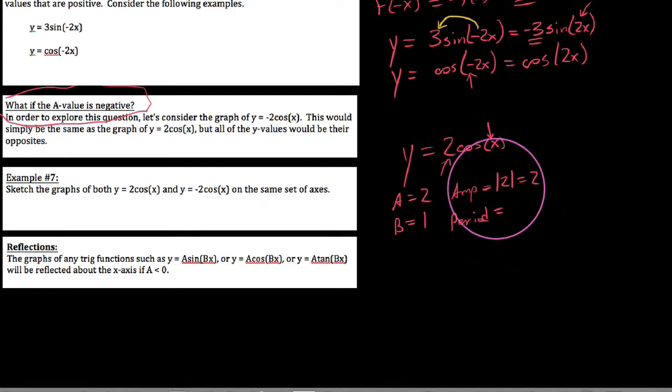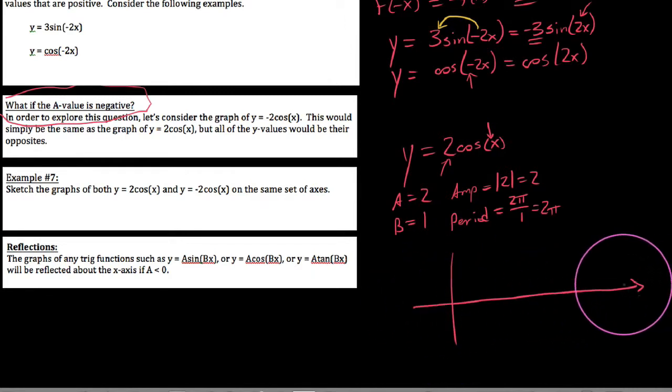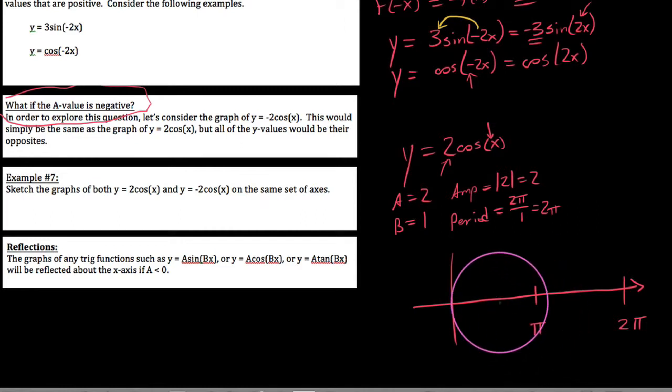In this case, the normal period of cosine is 2 pi, so 2 pi divided by b, which is 1, means the period of this graph is 2 pi. To sketch this, we go out one period, to 2 pi. We split that period in half, and split those halves in half, so we quarter the graph up. The amplitude is 2, so we'll go up 2 and down 2. Let me stretch that out a little further and label these.